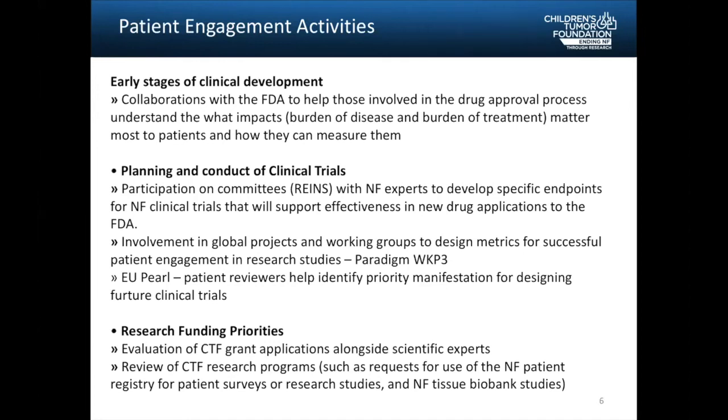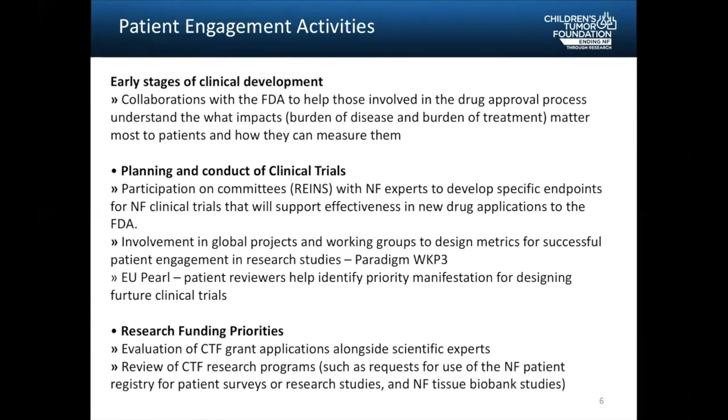In terms of plan and conduct of clinical trials, one of our patient advocates will talk about REiNS, but we love to collaborate with other groups as well and fund where we can. CTF has been a great supporter of the REiNS, Response Evaluation in Neurofibromatosis and Schwannomatosis group, an international collaboration of researchers and clinicians working to develop specific endpoints for clinical trials that will support effectiveness in drug applications, and patient-reported outcomes as well. And I'm a part of that.